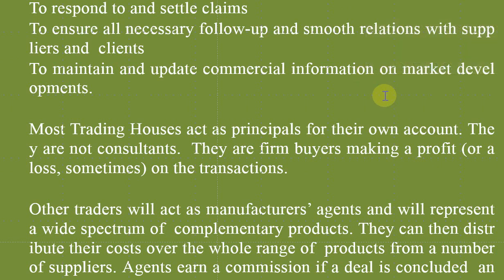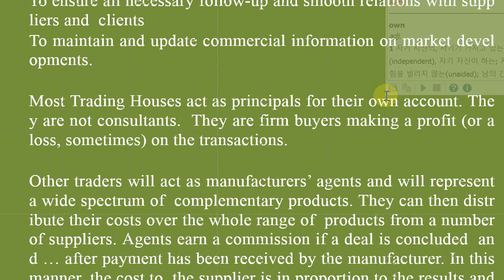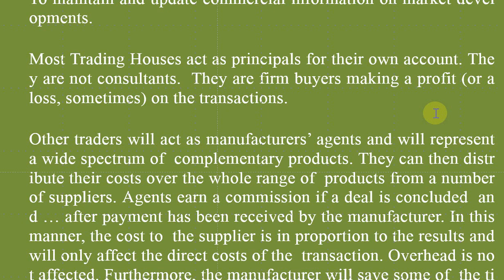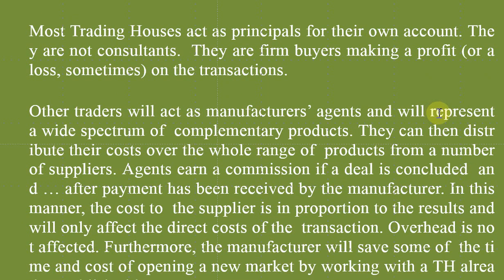Other traders will act as manufacturers' agents and will represent a wide spectrum of complementary products. They can then distribute their costs over the whole range of products from a number of suppliers. The agent earns commission if a deal is concluded, after payment has been received by the manufacturer. In this manner, the cost to the supplier is proportional to the result and will only affect the daily cost of the transaction. This is the way a trade house makes a profit in business with you.